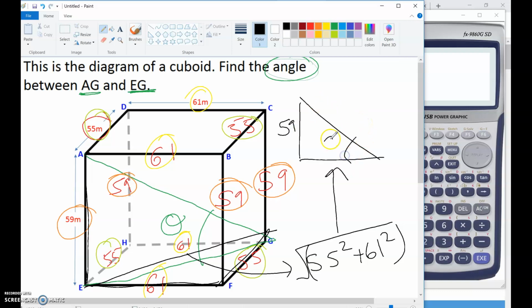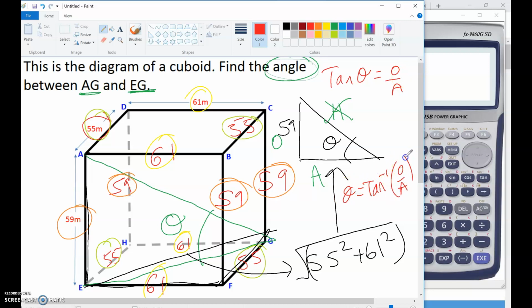Yes, and we're trying to find theta. So that is our hypotenuse. So we're not interested in the hypotenuse. We're interested in the adjacent and opposite. So we're going to use tan theta equals opposite upon adjacent. Therefore, theta equals inverse tan of opposite over adjacent.